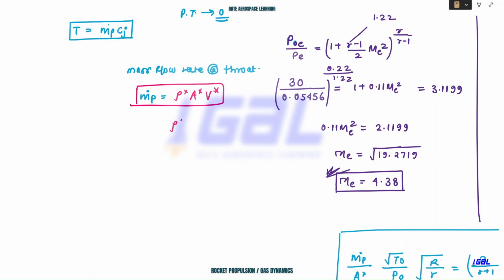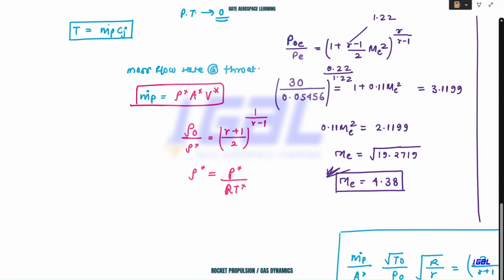So if you want to calculate rho star, there are two methods. Either you can go from rho naught by rho star using the isentropic relation, and that is gamma plus 1 divided by 2 to the power 1 by gamma minus 1. So this is one way. Or you can calculate by P star by R T star. But if you want to go with this formula, you need P star, you need T star. Then you will be able to calculate rho star, right? So I'll go with this method, I'll be using the isentropic relation.